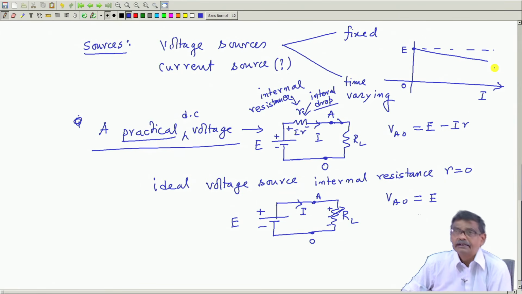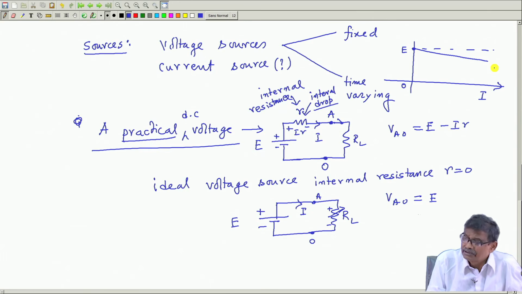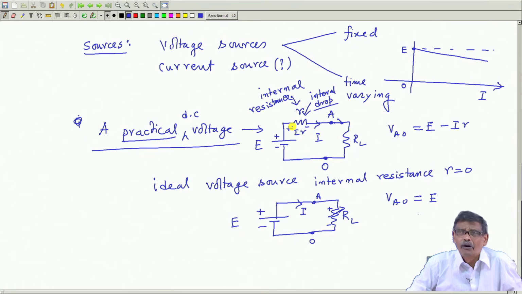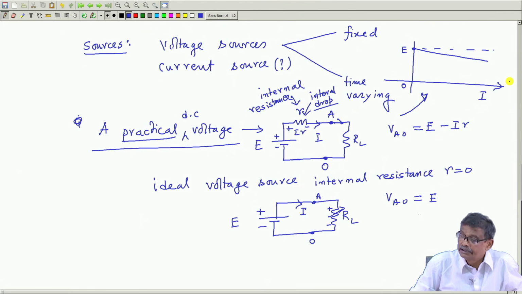Of course, the internal resistance of a practical source should be small, is it not? Otherwise, there will be large power drop in the battery, it will become hot and so on. No one is going to buy a battery with large internal resistance, one must see that. Okay. So, this will be the V-I characteristics of a practical voltage source. y equals minus mx plus c, slope of the line can be calculated.